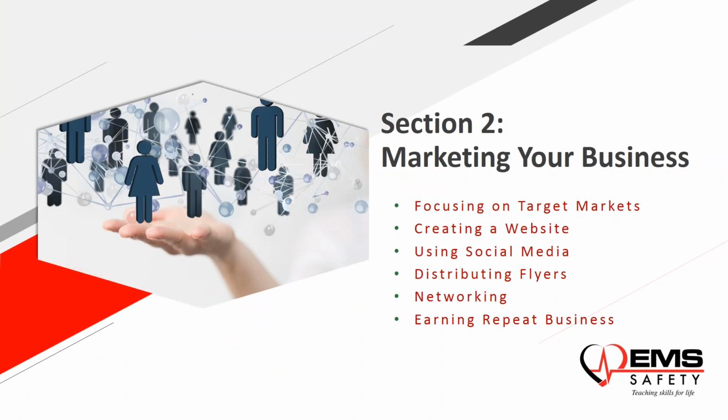Right. Let's go ahead and move on to section 2, marketing your business. Okay, this section, we're going to break it down. I know a few of you had questions about, how do I drive business? Well, this is what's going to be covered in section 2. So we're going to focus on a few different target markets and how you can direct your advertising to them, creating a website, pairing social media and some old school flyers with it, networking yourself, and then, as already mentioned, earning that repeat business from your customers.